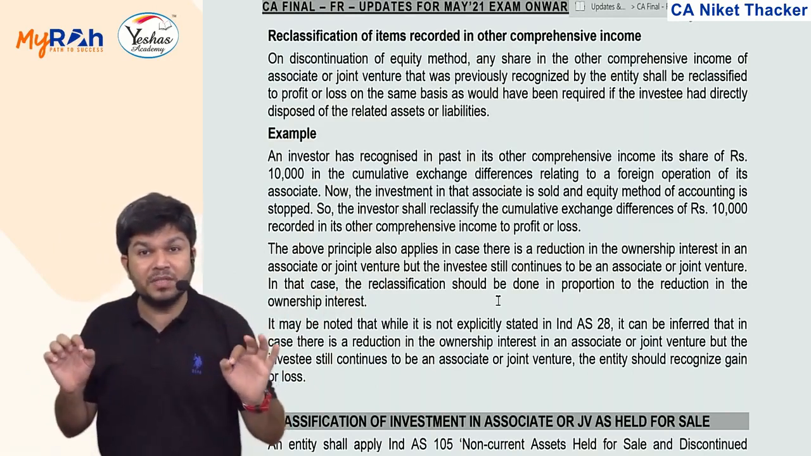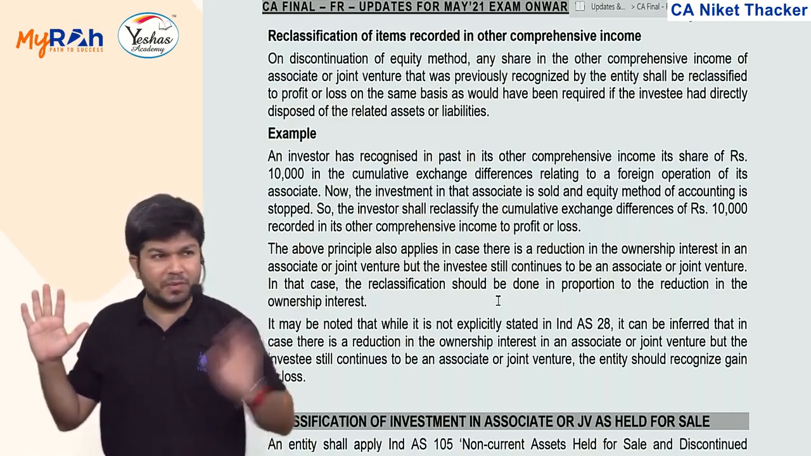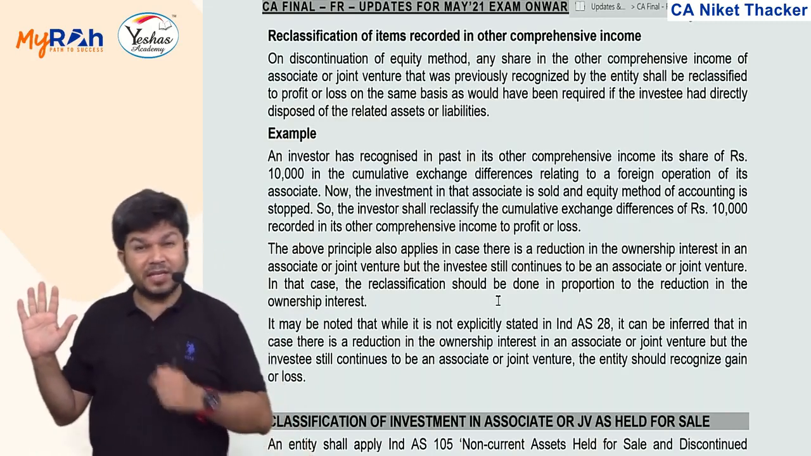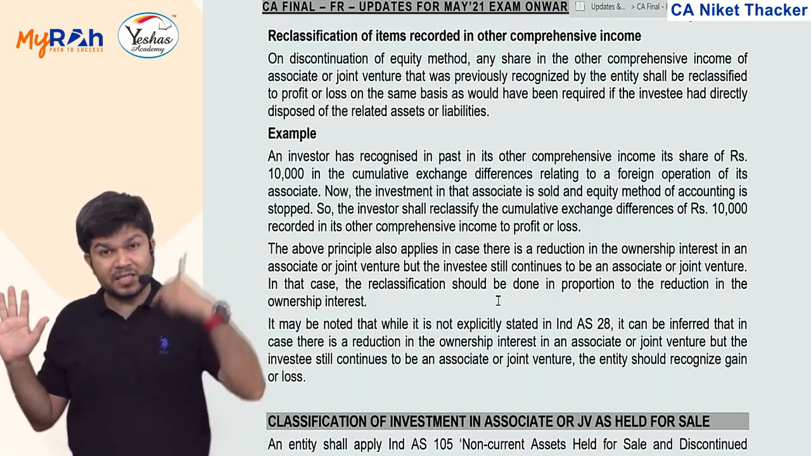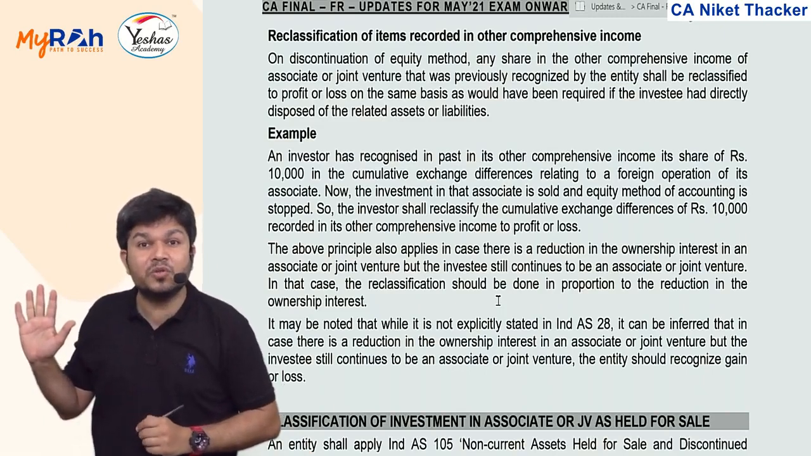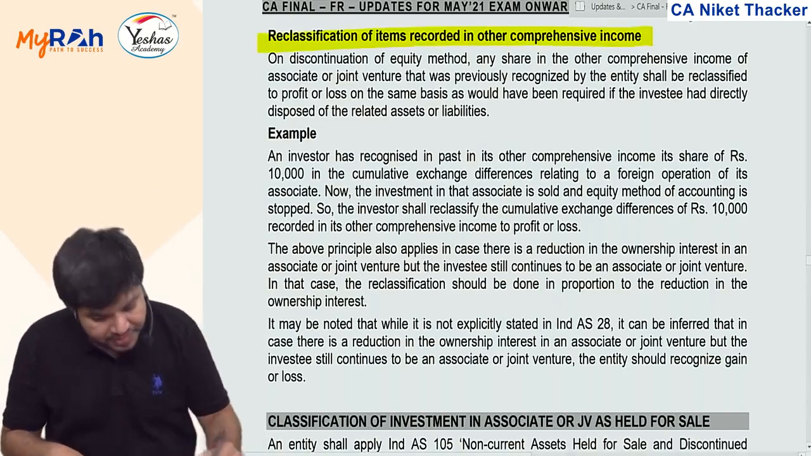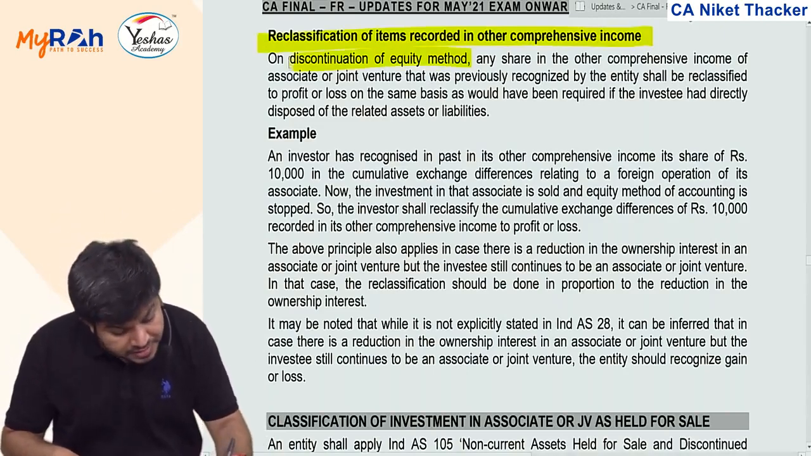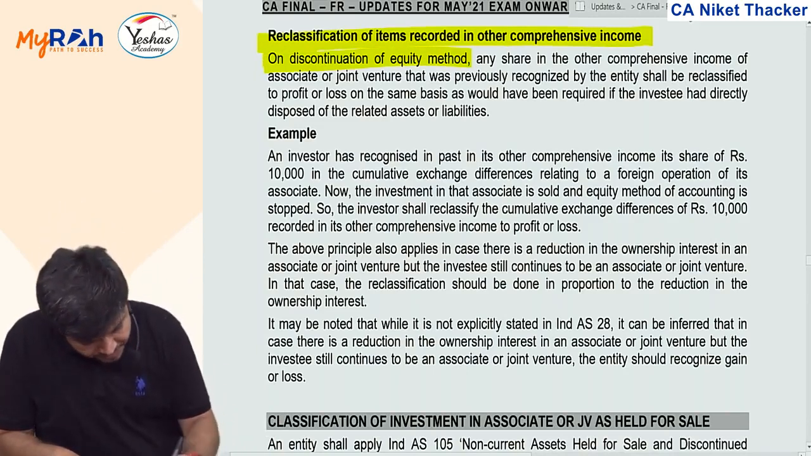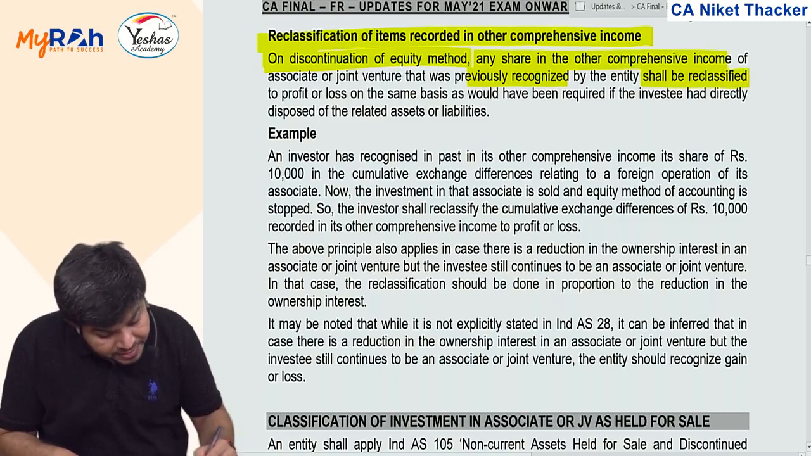Once now it ceases to be associate or JV, whatever we had recorded, our share of profit in OCI, that is to be reclassified. If it is an item reclassified to PNL, it goes to PNL. If it's an item not reclassified to PNL, it goes to retained earnings. Okay, the reclassification of items recorded in OCI on discontinuation of equity method: any share in OCI previously recognized shall be reclassified.